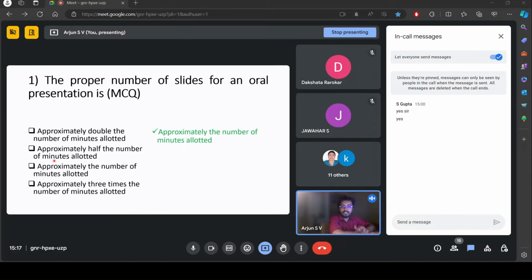So a general rule of thumb is to hold on to a slide for almost a minute. So explain the contents of a slide for almost a minute. So if the presentation time allotted to you is 30 minutes, you can have around 25 to 30 slides, giving around 1 minute to each slide.